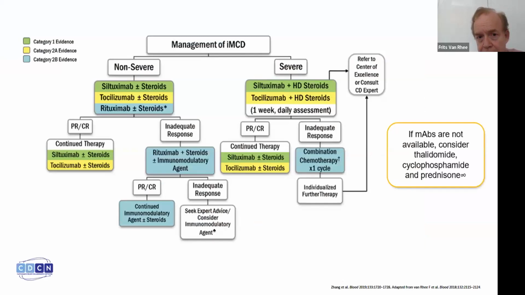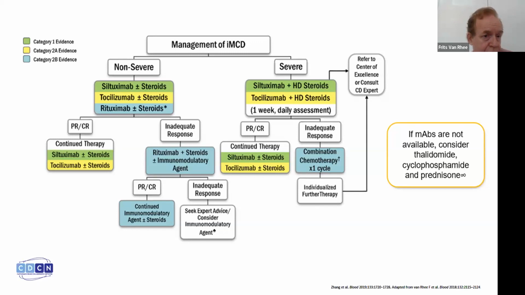So this is the paradigm that we came up with. Now, I think that we probably made a mistake by labeling patients as non-severe versus severe. On the right-hand side, when we talk about severe iMCD, we really think about life-threatening disease. On the left-hand side, you have non-severe disease, but these patients are still sick enough that some of them can still be found in hospital. And so this is non-severe versus severe.